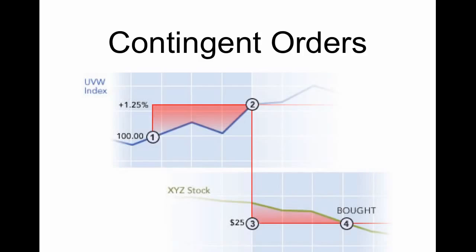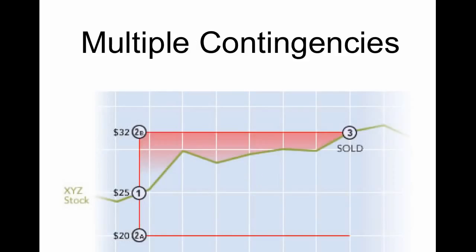On the bottom side of this chart, you can see that you have XYZ stock. Let's say that you want to buy the stock at $25. So you're going to place a contingent order to buy the stock whenever it gets down to $25. You wait a little bit and then it gets down to $25, and in circle 4, an order automatically goes into the market that buys that stock at $25. Now, should XYZ stock never trade to $25, your order never gets entered into the market.